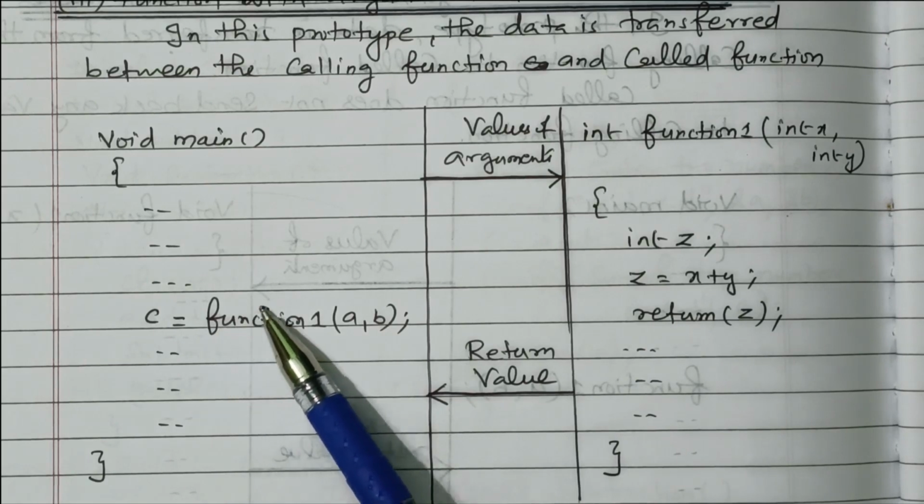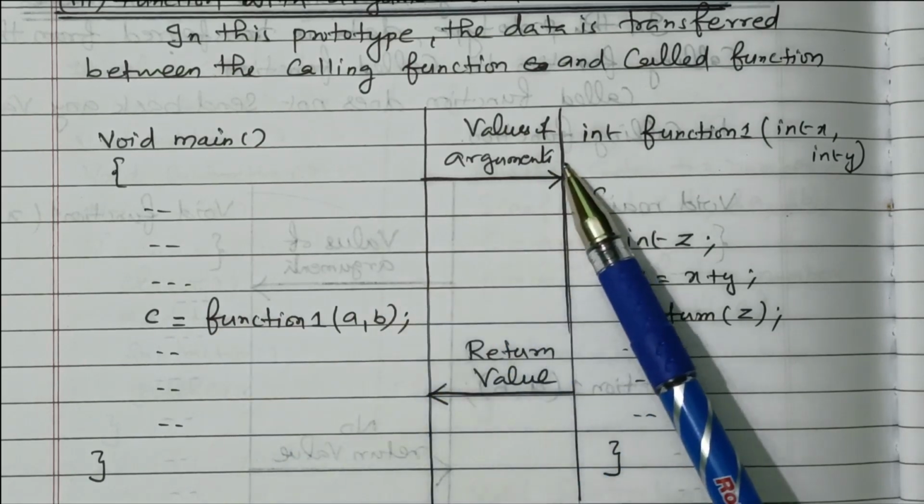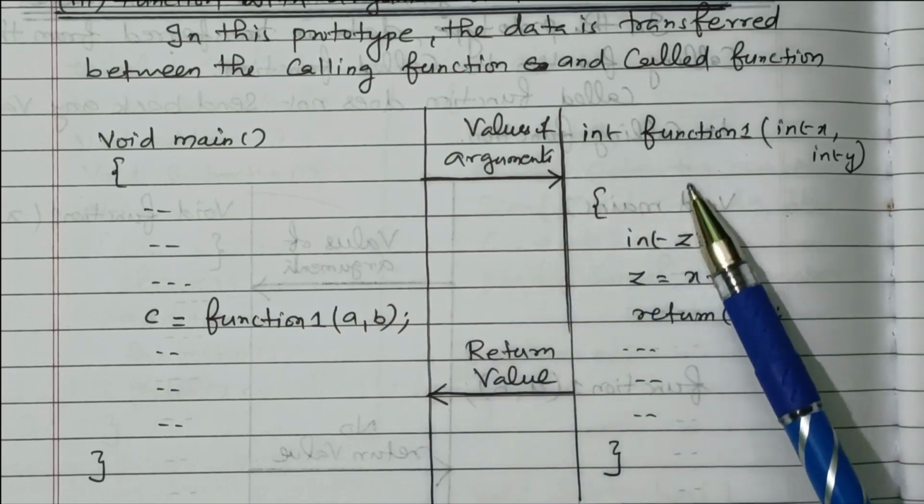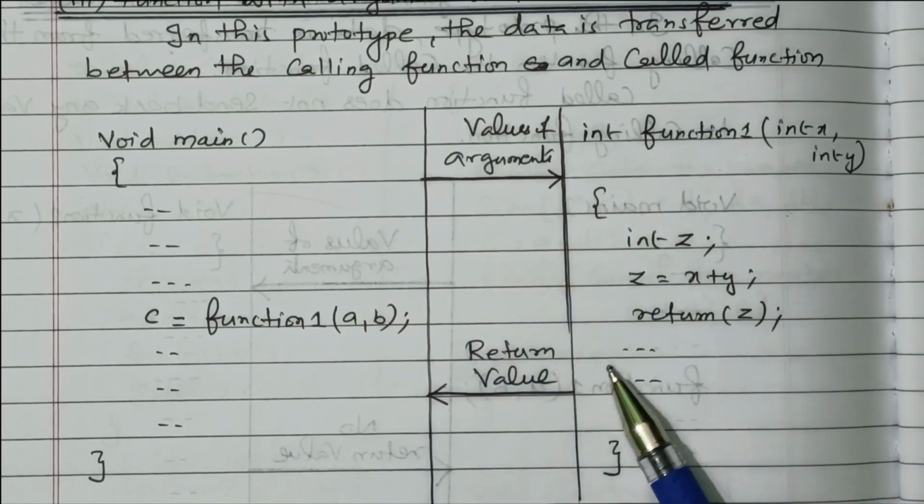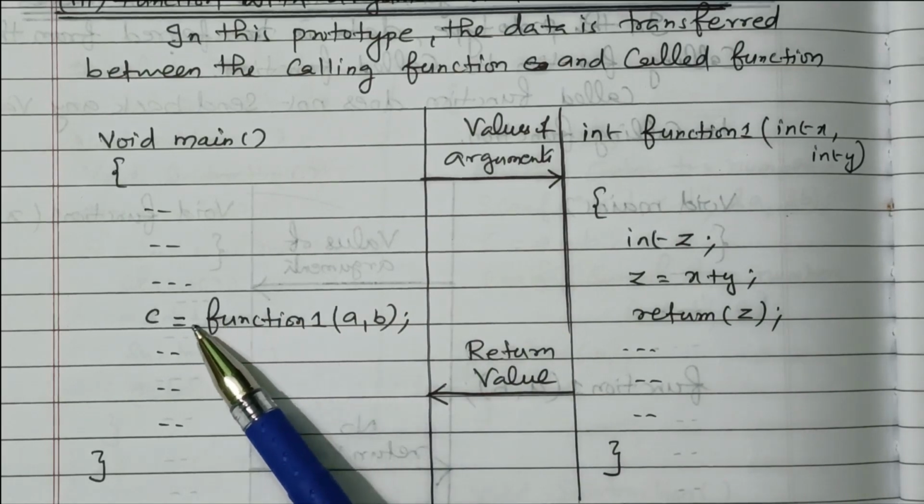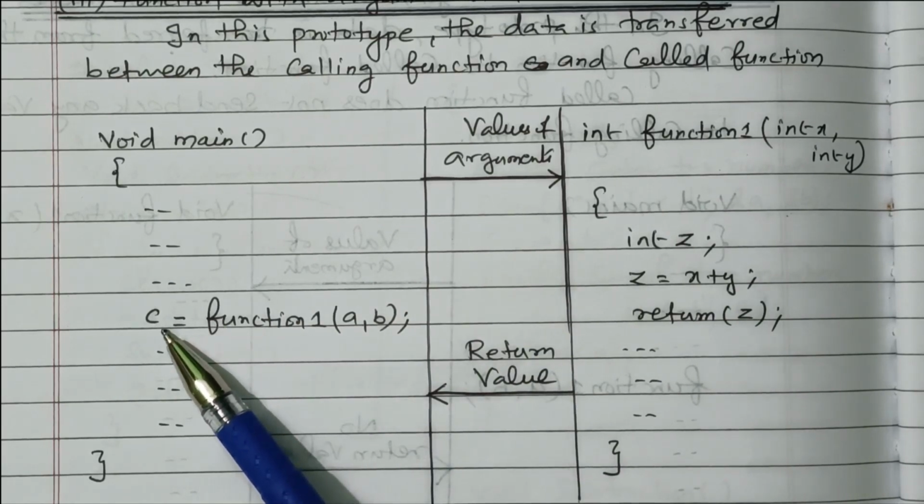So while calling the function, control will transfer to the function definition. We are passing two variables. After performing the task, when the value is returned, control again transfers to function1, and the return value will be stored in the variable C.